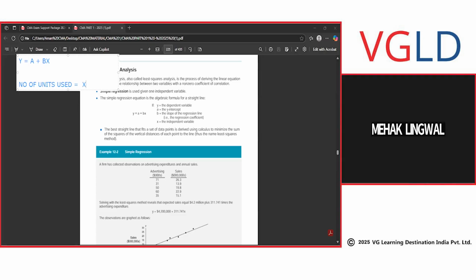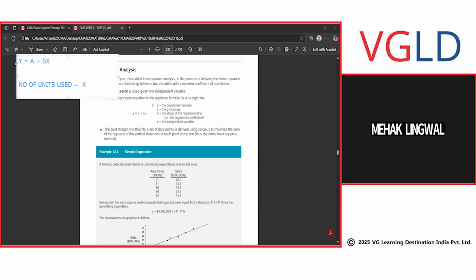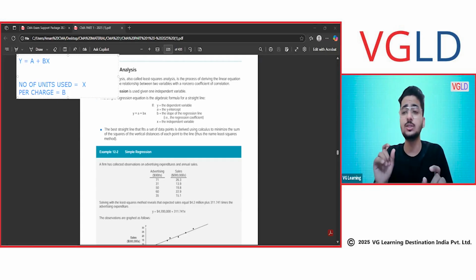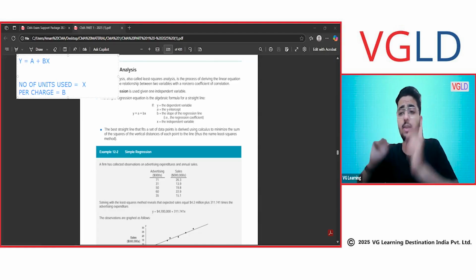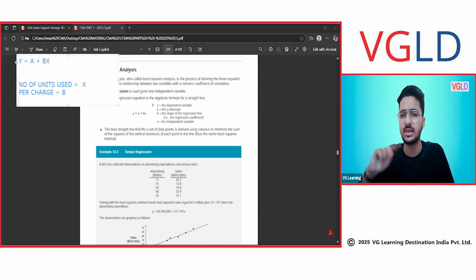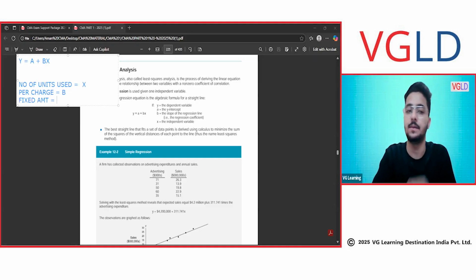Now that particular number of units used will have a certain charge. So the per unit charge, that is your B. It is your variable factor that changes with the number of units. Now, do we need to pay a certain fixed amount with that bill? Yes. Fixed amount, that's your A.